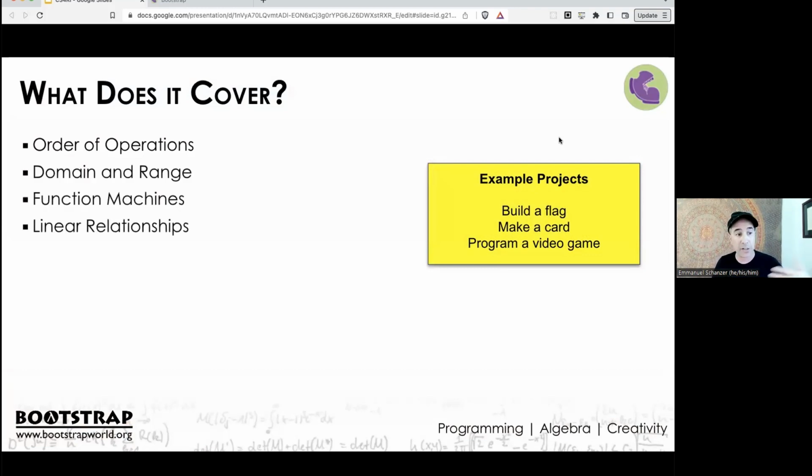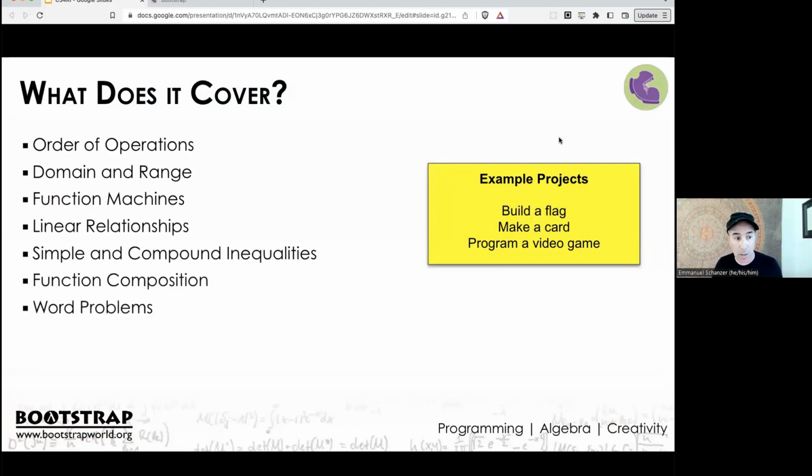We cover domain and range, function machines, linear relationships, inequalities, composition. Every problem is phrased as a word problem because that's where we want students to be successful. The whole curriculum is project-based. I have a few examples here. Kids build a flag using ratio, proportion, and geometric transformations to lay out shapes on a canvas to build a flag that matters to them. They can do the same thing to build a card, even an animated card when it's someone's birthday or Valentine's Day or the holidays. And of course, ultimately, they tie all of this math together to build a video game of their own design.